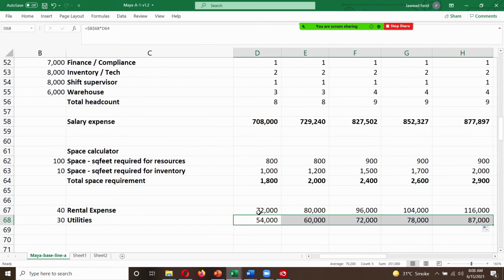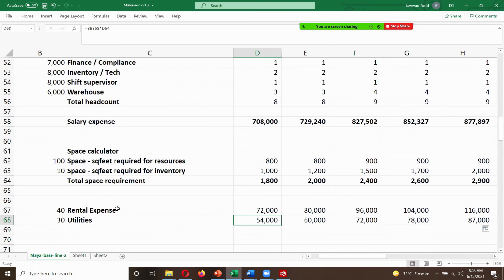So just in terms of monthly numbers, this is about 6,000 dirhams a month, and this is just about 4,500 dirhams a month. So that makes sense. So these two numbers tie in, right?